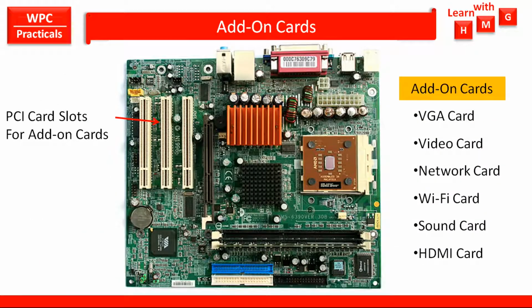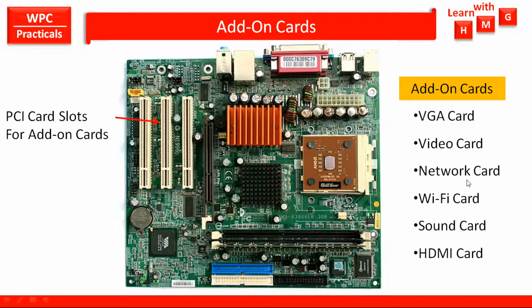These are the PCI slots. Again, this is the picture of the motherboard where PCI slots are there. So PCI slots are used for connecting add-on cards. So which are the various add-on cards that you can connect? VGA card, that is visual graphics array card. Video card, if you are working on videos then you will require a video card. And network card, if an additional network card is required.